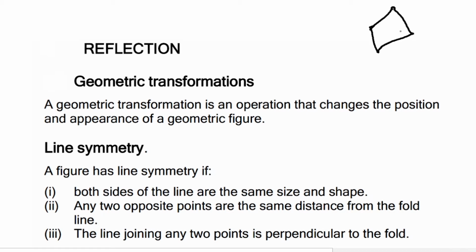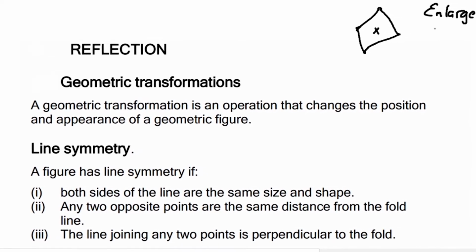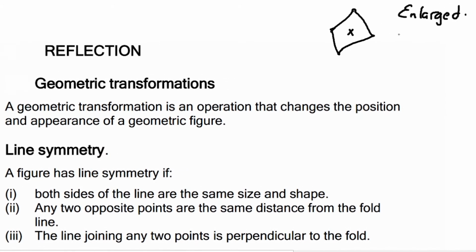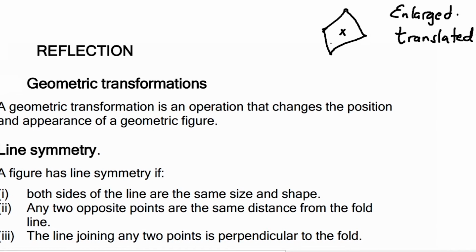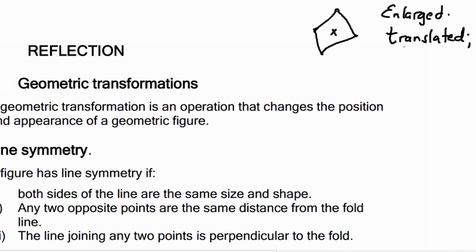Now, this geometrical figure can either be enlarged, meaning that we make it bigger than this. It can be moved from one place to another, and the term we use for that is translated, meaning you move its position from one place to another. Or it can be reflected, that means it's reflected through a mirror, or it can also be rotated.